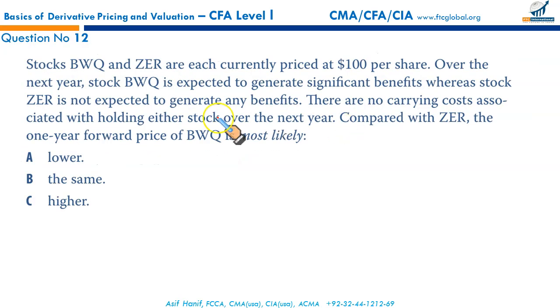Next, stocks BWQ and ZER are each currently priced at 100. Let us write this down.